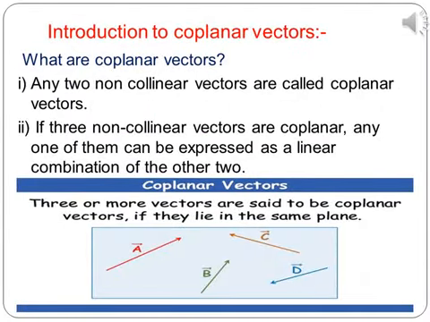After studying collinear vectors, it is essential to know some basics of coplanar vectors. What are coplanar vectors? Three or more vectors are said to be coplanar vectors if they lie in the same plane, as shown in the given figure. What are the important points regarding coplanar vectors? Any two non-collinear vectors are coplanar, and if three non-collinear vectors are coplanar, any one of them can be expressed as a linear combination of the other two.